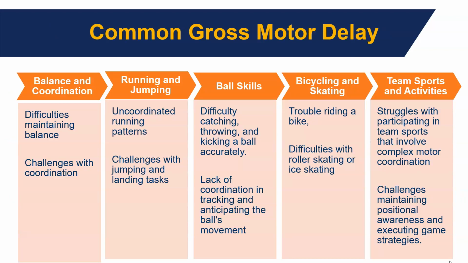So here are some common gross motor delays that you may see in a child with developmental coordination disorder. These delays can impact their ability to perform age-appropriate movements and participate in physical activities. Balance and coordination. They may have difficulties maintaining balance while standing or walking. They may have challenges with coordination during activities that require a change in body position.